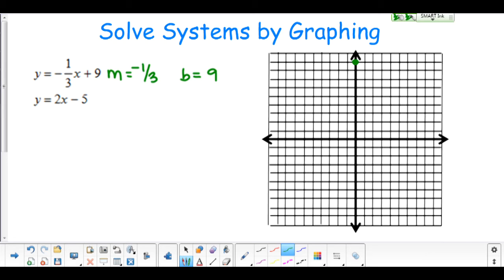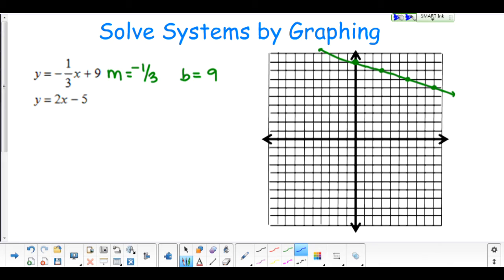Now I perform the slope. So since I have a negative 1 over 3, that means I'm going to go down 1 and right 3. Down 1 and right 3. You want to try and plot a few points here, that way you get a consistent line. Now that I have my points plotted, I can connect all of those dots and I have my first line graphed. So we're going to repeat the same process but with our second line.